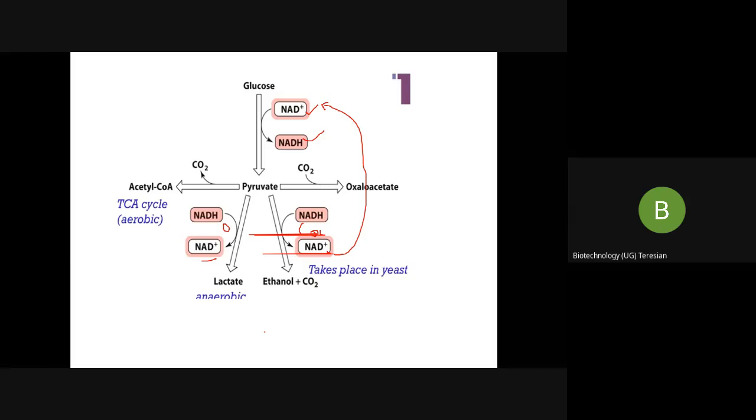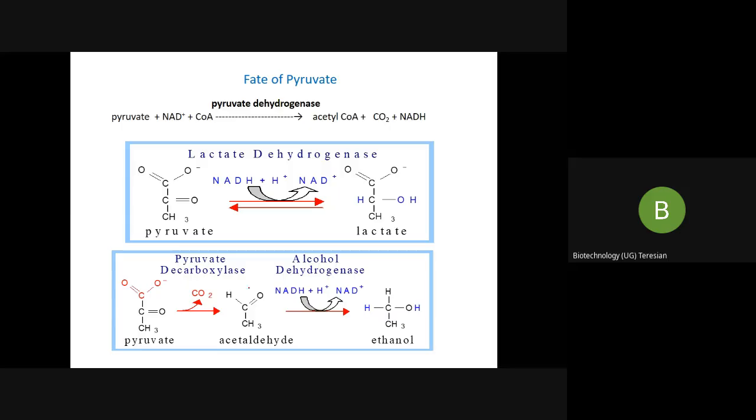So you can see here, this is also the previous chart that I put. Pyruvate getting converted to ethanol, and pyruvate getting converted to lactate. You can see here it is a reversible reaction. Whenever the arrow marks are like this, it is a reversible reaction.